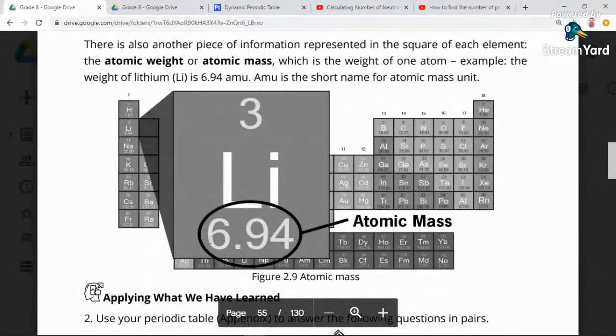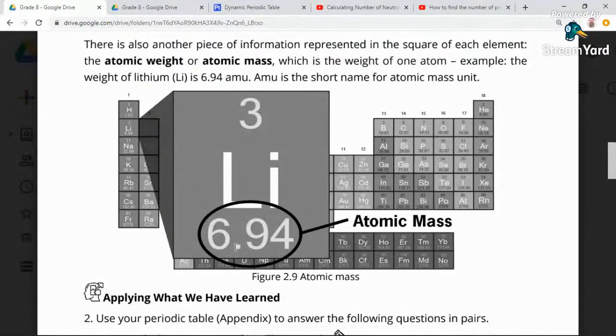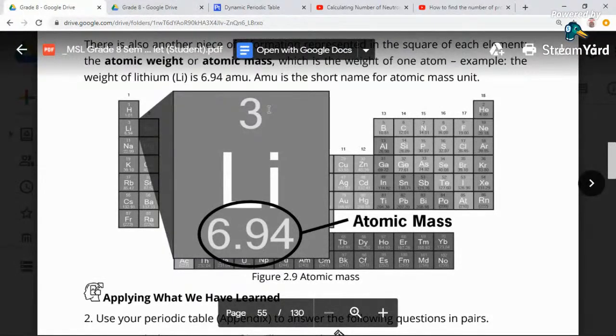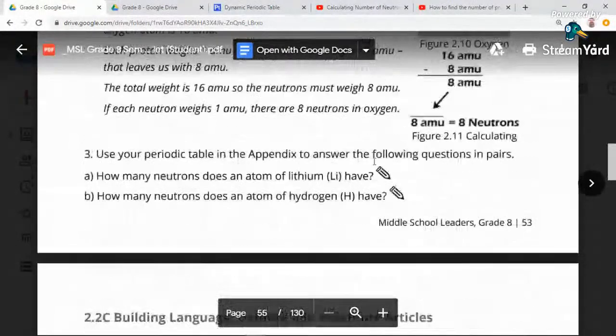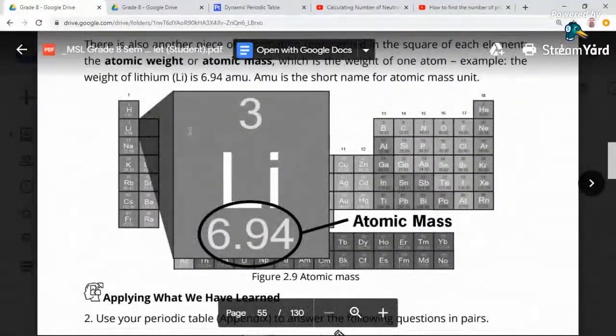And now we're going to look at this bottom number, which has a decimal point on it. That is the atomic weight or the atomic mass of the atom. By the way, page 53, okay? So lithium, the weight of lithium is 6.94 atomic mass units. Okay, this element has this atomic mass unit of 6.94. Okay, that's important. Do not forget this.